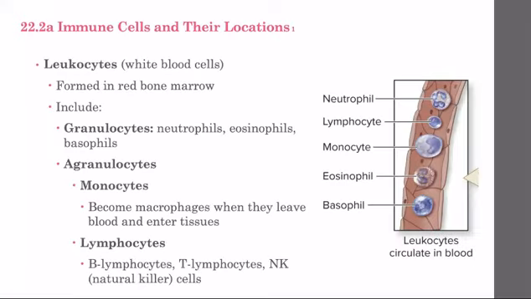Welcome to your second video in our Chapter 22 video lecture series, where we are going to do an overview of the immune system. First, we'll start with our immune cells and their locations. We have our leukocytes within our blood, and these are our white blood cells. They're first going to be formed in the red bone marrow, and we classify them into different groups.